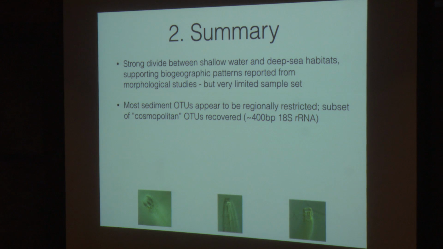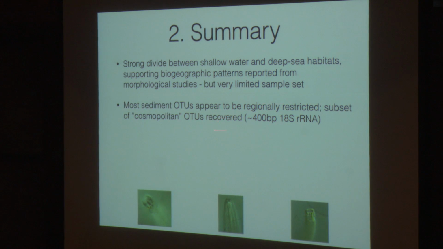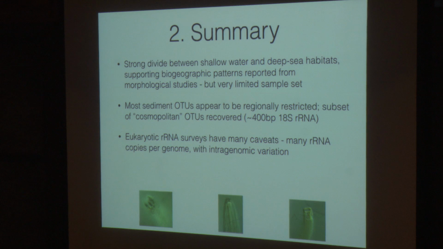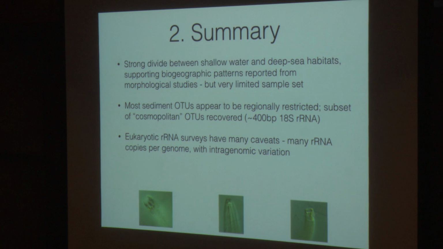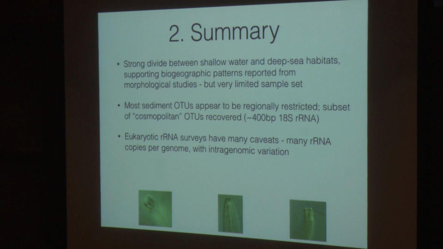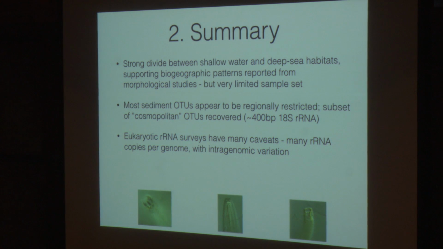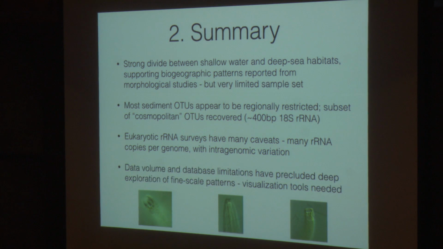Most sediment OTUs appear to be regionally restricted, but in these studies, there are usually a subset of cosmopolitan OTUs that are recovered, and the caveat being that it's cosmopolitan according to a 400 base pair fragment of the 18S ribosomal RNA gene. So that might not hold up with other data. Eukaryotic surveys have a lot of caveats. They're a lot harder to do than bacterial ribosomal RNA surveys because of the presence of intragenomic variation within the genome for ribosomal RNA loci, and also due to the database limitations. So eukaryotic databases are just generally terrible, and the annotations aren't as informative as they need to be.